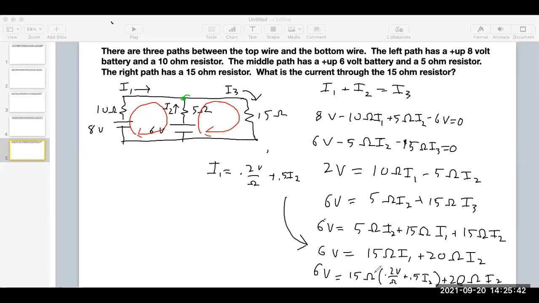I got a nice round number, 4 11ths. Did you get one? Yeah, I got 4 11ths. 4 11ths for I3? Cool. I'll double check it. And check-in Wednesday. 4 11ths. Cool. All right, then we got it. 4 11ths amps for the 15.